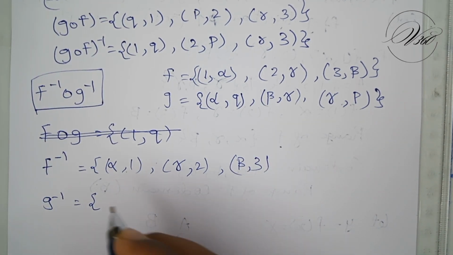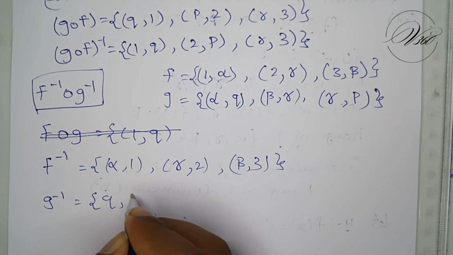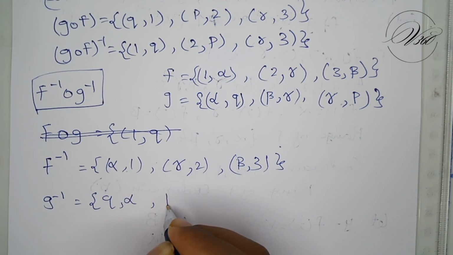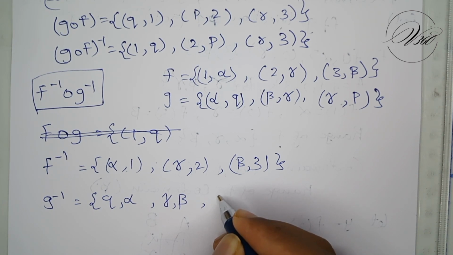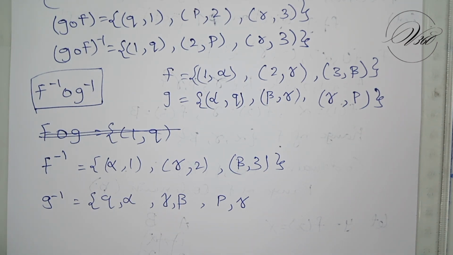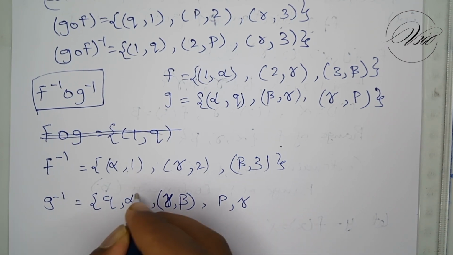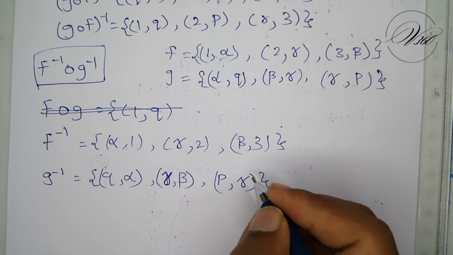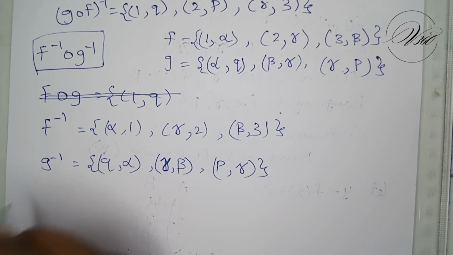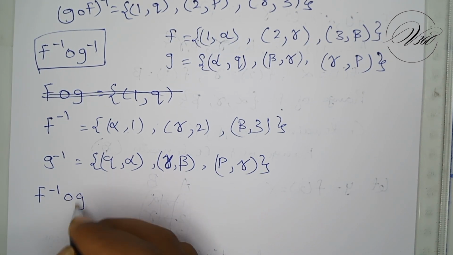Now we should do the same thing with G. Q comma alpha, gamma comma beta, and P comma gamma. This is R, sorry, this is R comma beta. Okay. Now we should form F of F inverse of G inverse.